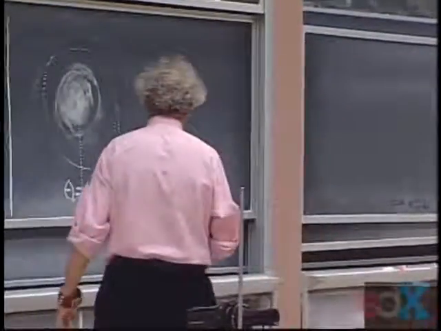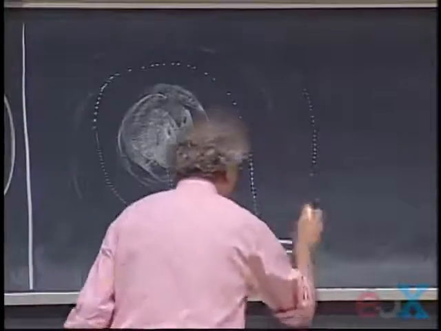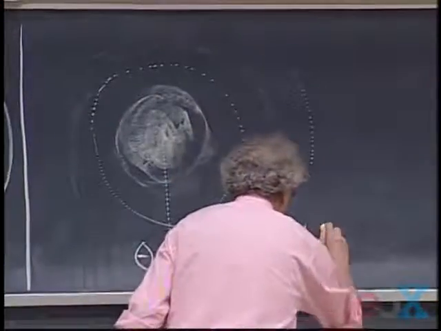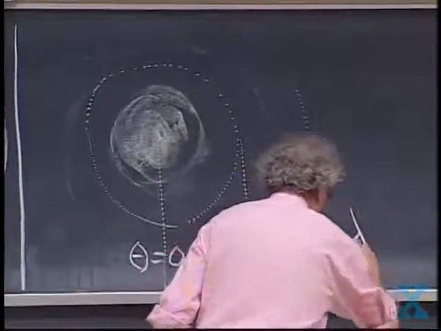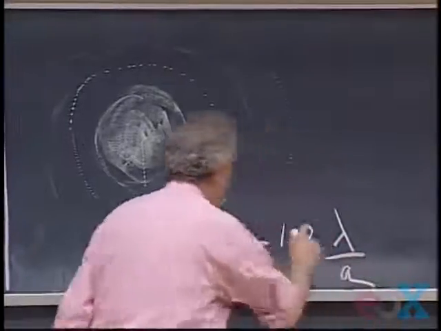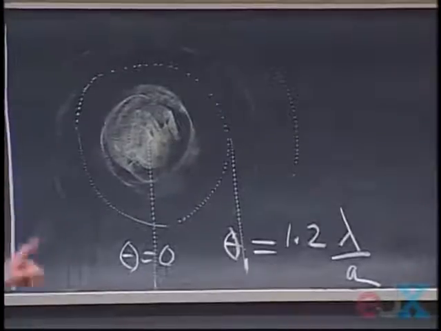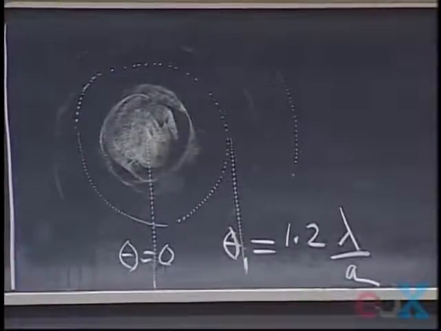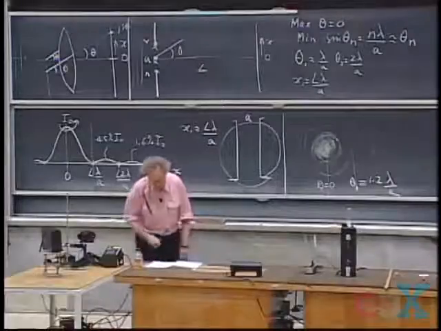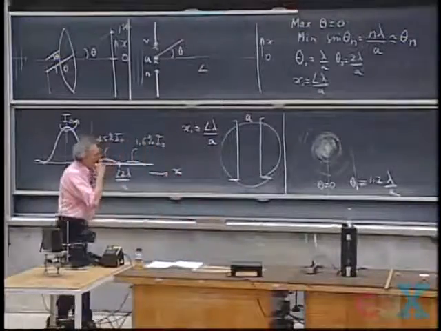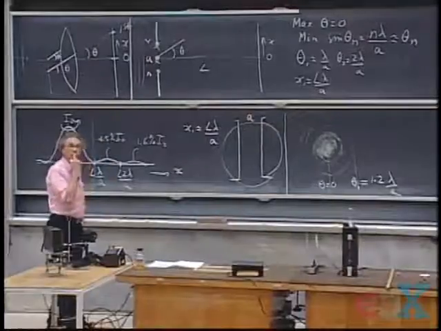Take my word for it that it comes not at lambda divided by A, but at roughly 1.2 lambda divided by A. If you want to be picky, it's really 1.22 times lambda divided by A. And this, of course, is in radians again. I work now exclusively in radians, small angle approximation. And so this raises the issue of what we call in physics angular resolution.